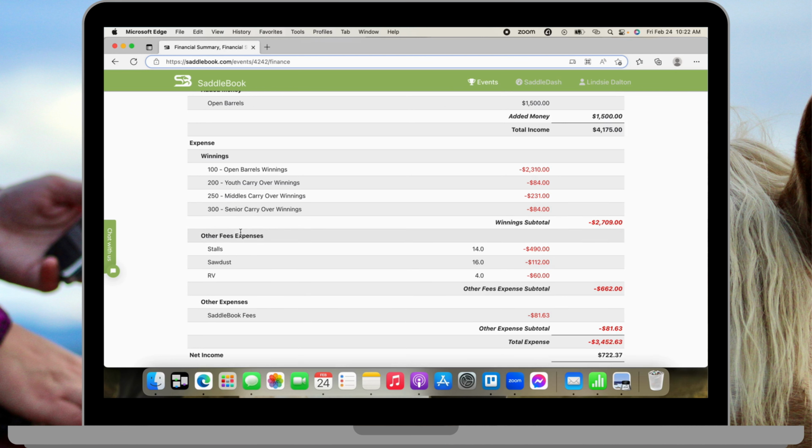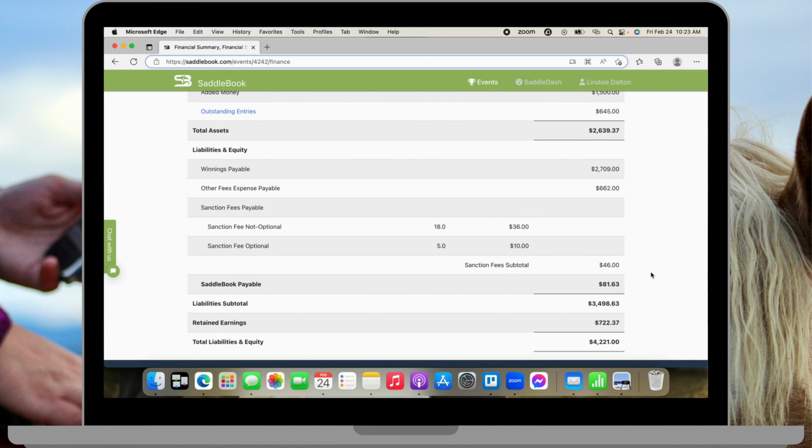This is your other fees, your stalls, sawdust, RVs, any of those additional fees that had a cost unit for you. So that's the amount that it cost you as a producer.